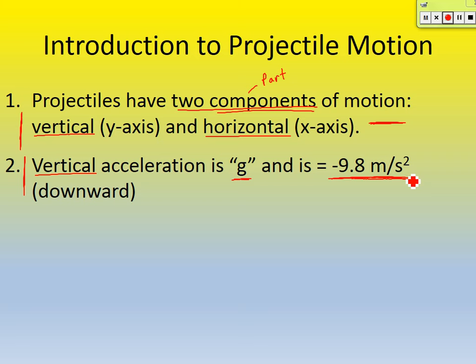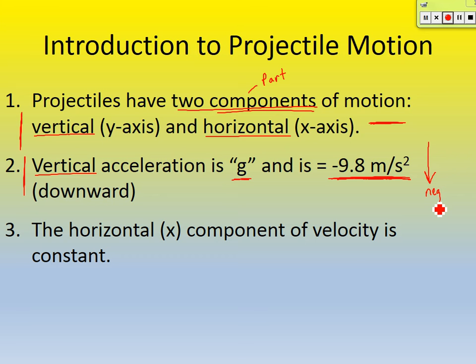Any object, any projectile that we're going to experience in this chapter is going to feel that acceleration. And that's just for anything on Earth. It's going to accelerate at 9.8 meters per second squared down. And so that's why the sign is negative, because gravity always pulls things down. And down in physics, we said was a negative sign.